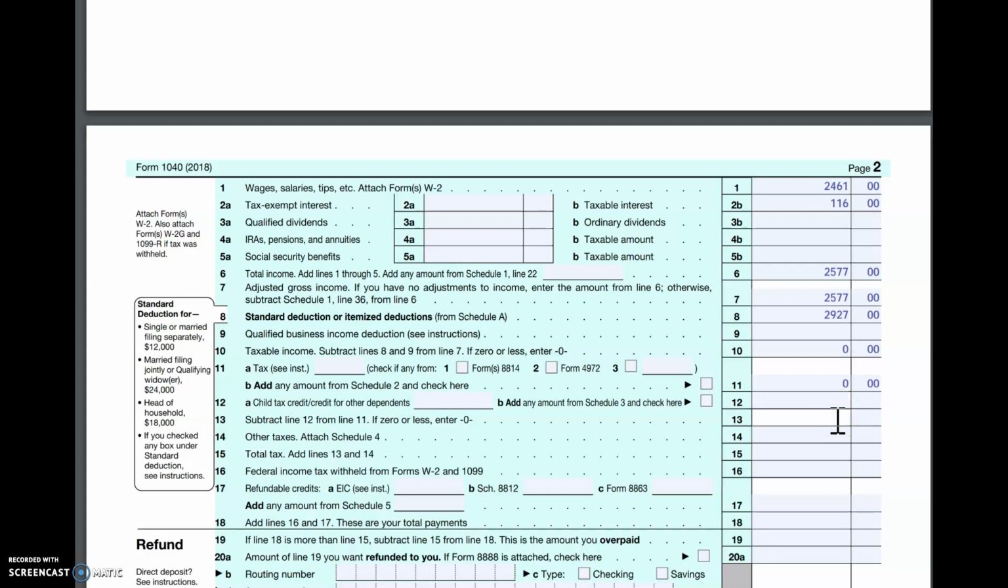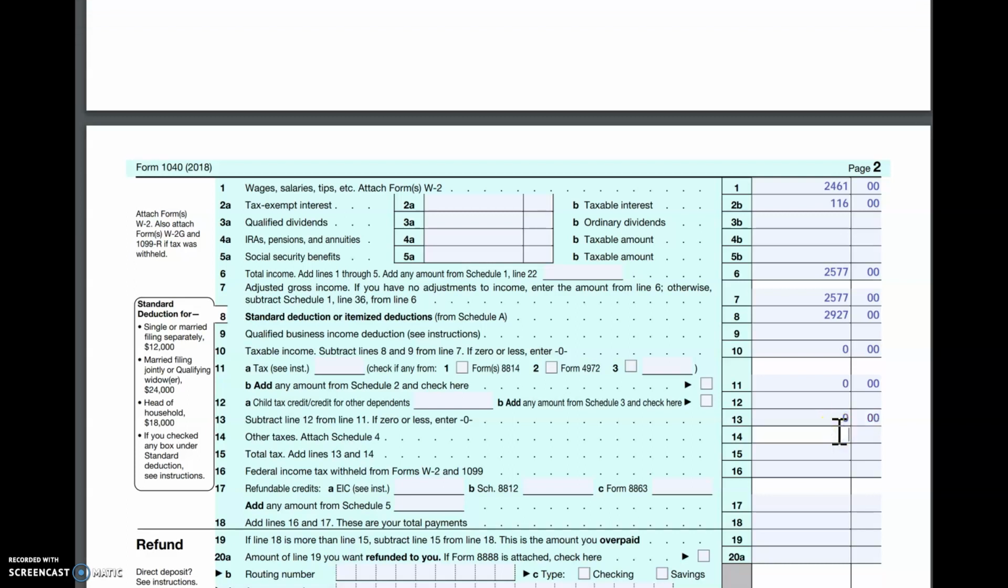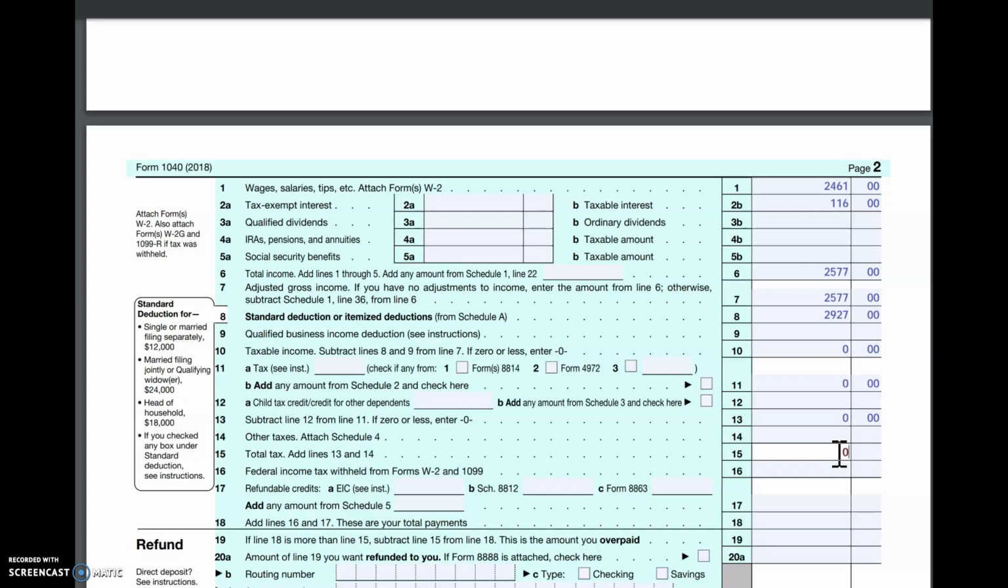Line 13, subtract 12 from 11. Well, when I subtract 12 from 11, I'm still at 0. So I'll enter my zeros. Line 14, other taxes. Does not apply to Josh. We'll leave that blank. Line 15, total tax. Add lines 13 and 14. Well, 0 plus nothing is 0.